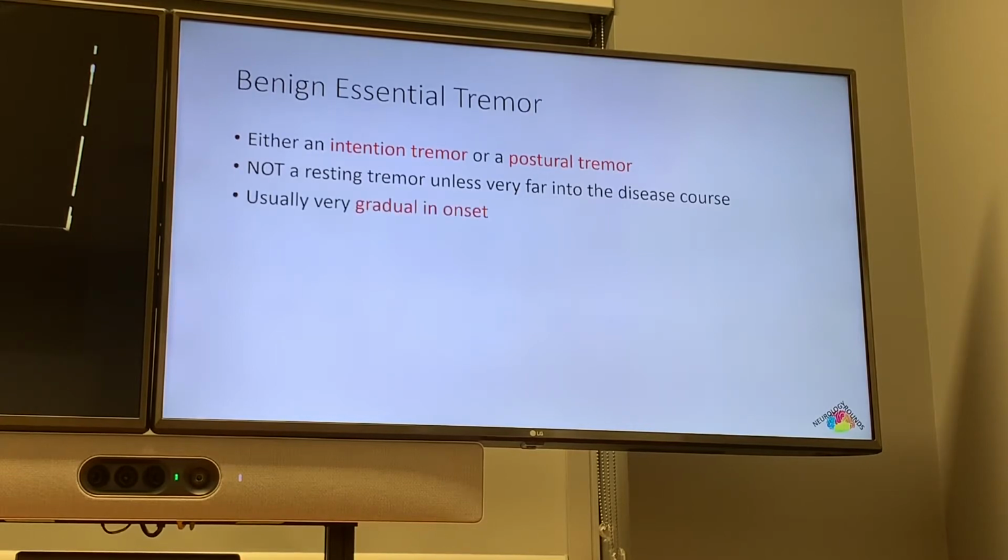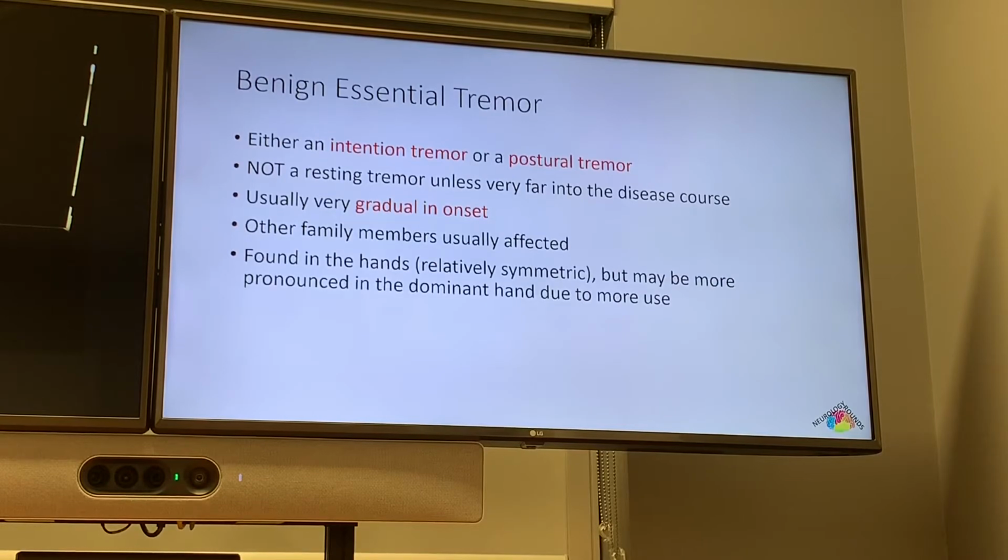These are usually very gradual in onset. They may not present to you until they're a few months or maybe even a few years in sometimes. And usually they have other family members that are affected. Interestingly, in terms of where they're usually found, it's in the hands in a pretty symmetric distribution. They can initially appear unilateral because they notice it more in the hand that they use frequently, so they may think it's more prominent in the dominant hand, so you need to examine it carefully.